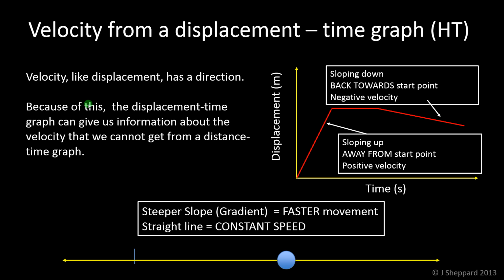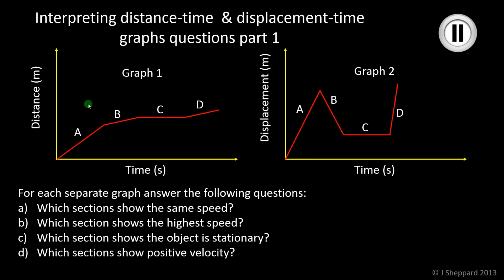Okay, so time for some questions now, just to have a go at applying the ideas we've learned. So pause the video, have a look at the questions. You're going to answer some questions about the labelled sections from the two graphs. They are completely unconnected. One is a distance time graph for one journey. One is a displacement time graph for a totally different journey. So have a look at the questions and see if you can match up which sections go with which questions. And then we'll check in a second.